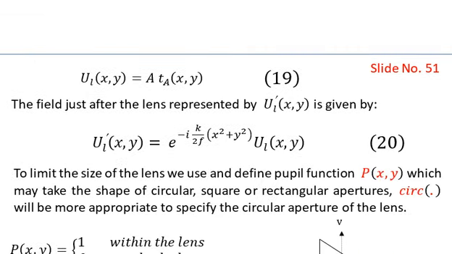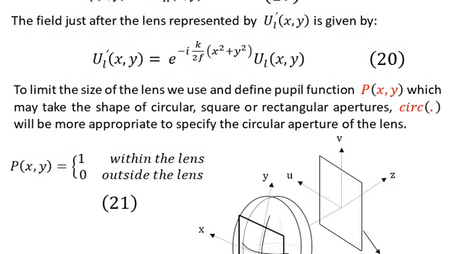The field just after the lens, represented by UL prime of x, y, is given by the phase transformation factor of the lens multiplied by the input field on the lens, which is UL of x, y, as given in equation number 20. You see that here the input field is of infinite extent. The lens is also of infinite extent, because there are no factors limiting the sizes of these fields or the size of the lens.